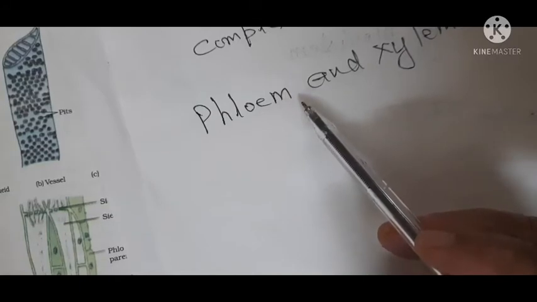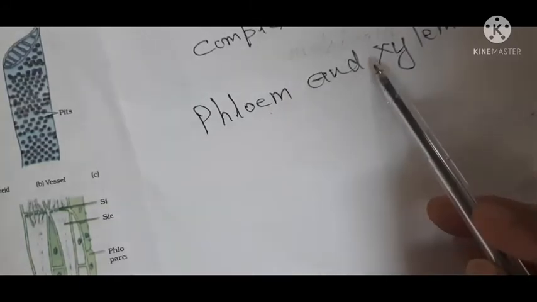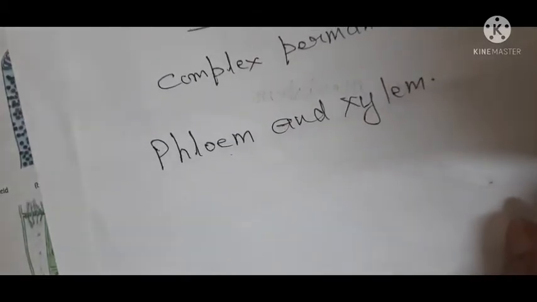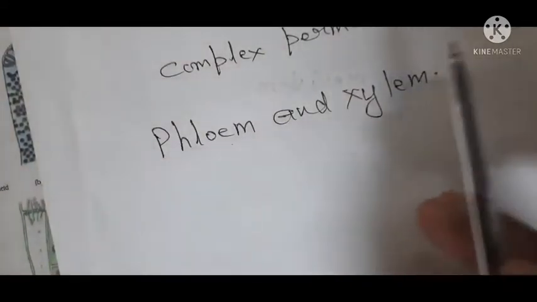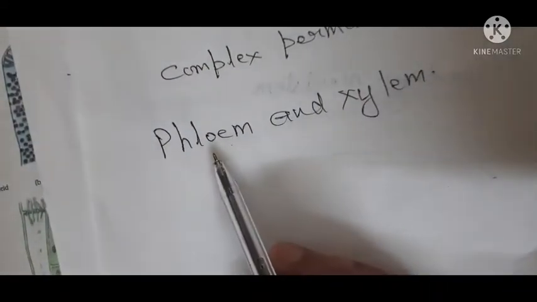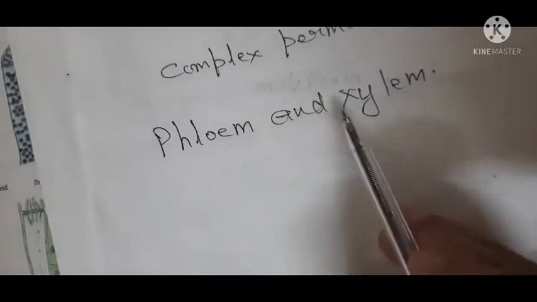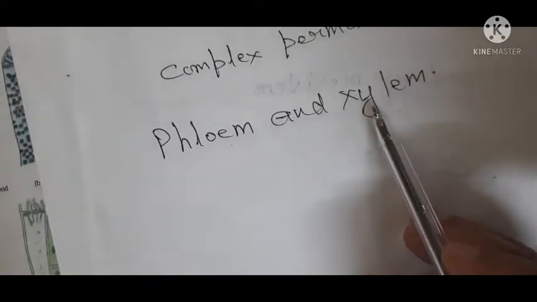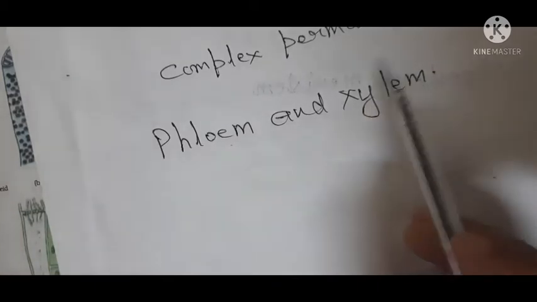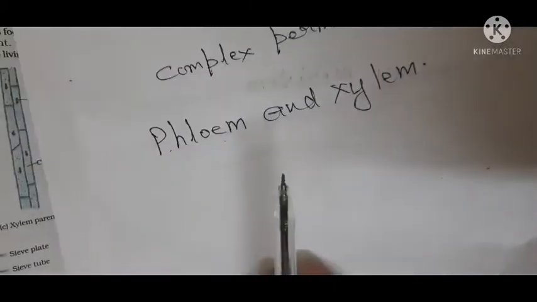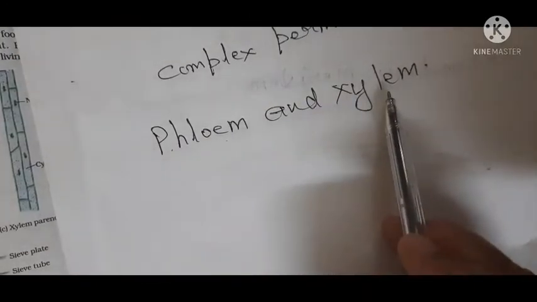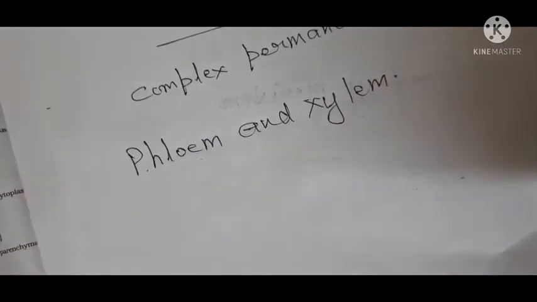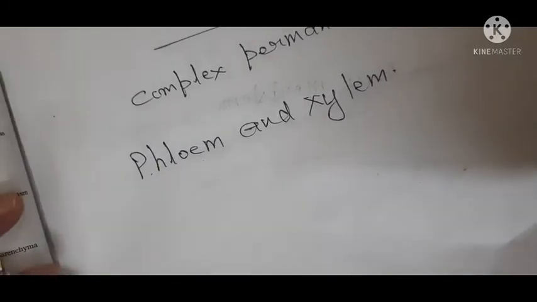Now this phloem and xylem, they both are conducting. They both are conducting means they both transfer the material from one part of the plant to another part of the plant. The phloem helps in the transport of food from the leaves to the different parts of the plant, and xylem helps in transport of water to different parts of the plant. And this phloem and xylem together are called vascular bundles or vascular tissues. I hope it is clear to everyone.